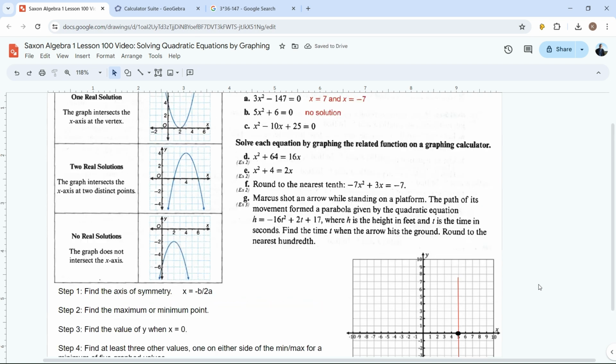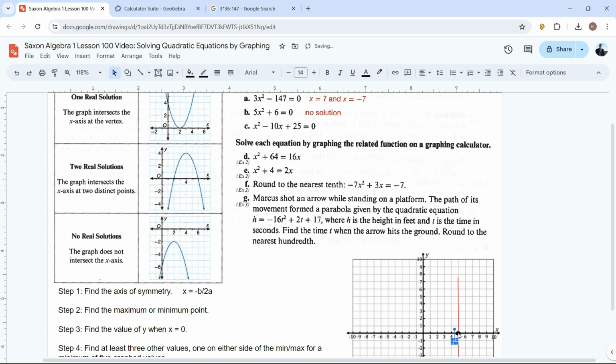Let's try plugging in 1 and see what happens. If I plug in 1, I get 1 squared minus 10. So 1 minus 10 is negative 9 plus 25. Negative 9 plus 25 is 16. That's going to be off my graph, but at least it's not so far off my graph that I can't put it.